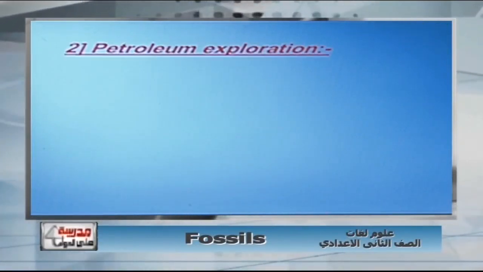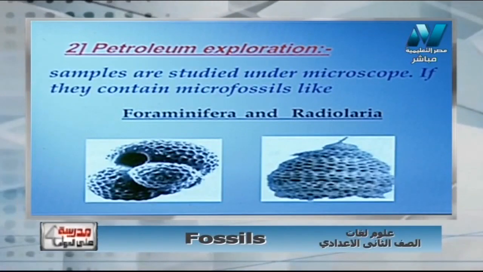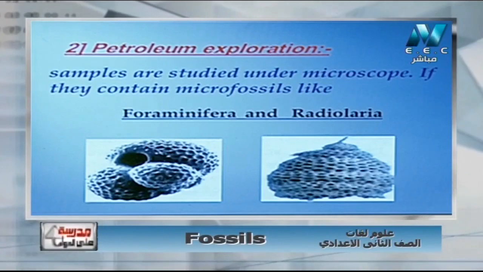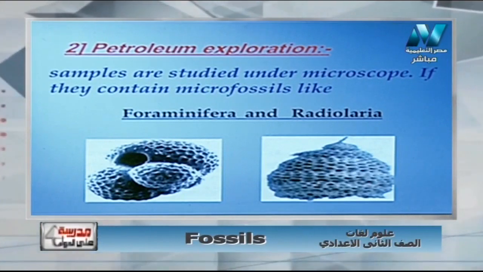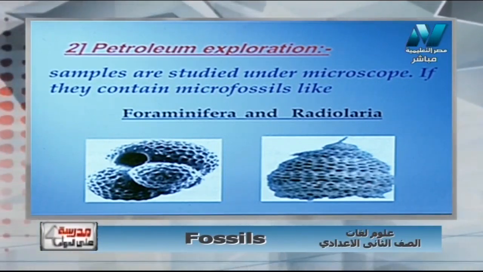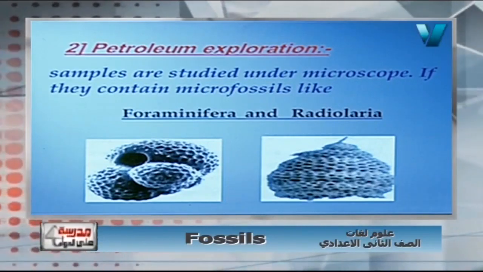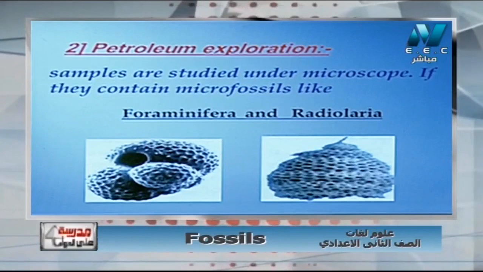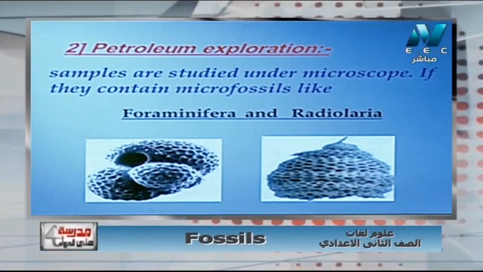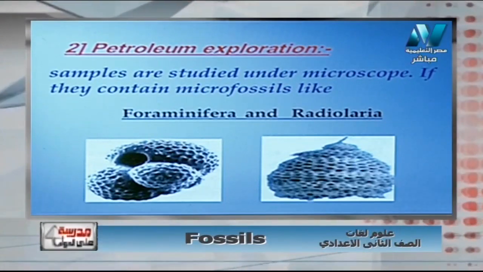Okay. Number two, importance: petroleum exploration. Fossils like these two, we call them microfossils. What's meant by microfossil? They are fossils that are seen only under a microscope. These were microscopic living organisms, and we have fossils of them. They are called foraminifera and radiolaria. Again, what are they called? Foraminifera and radiolaria. They are examples of microfossils.